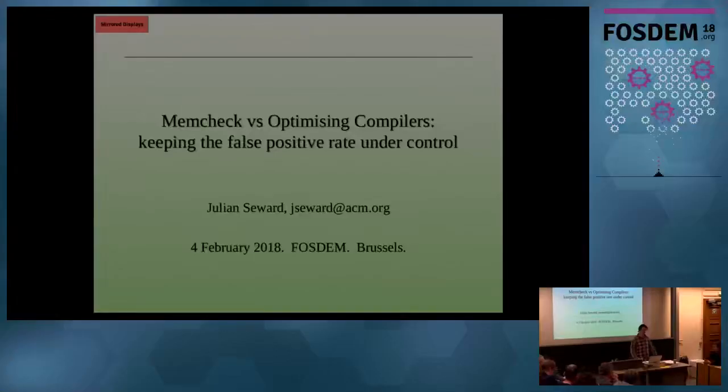I'm Julian. I've come to talk about Memcheck versus optimizing compilers. I'm the de facto maintainer of Memcheck, so I spend a lot of time dealing with problems caused by optimizing compilers, which seem to have got worse over the years, or better at optimizing, but more problematic. This is a bit of a mathematical talk. I'll show a bit about how Memcheck tracks definedness of stuff, and then I'll talk about some problems.